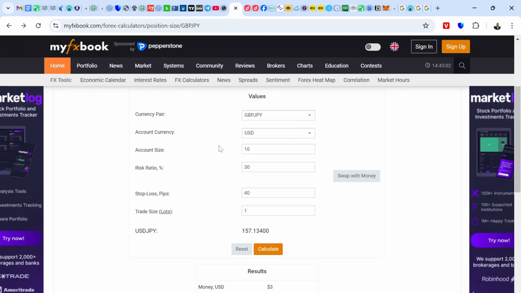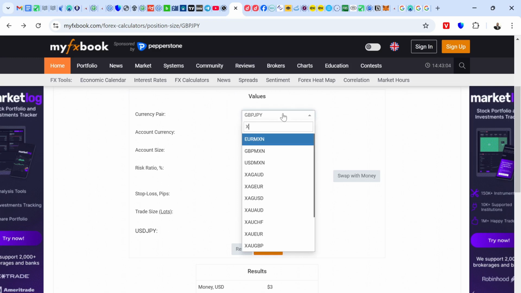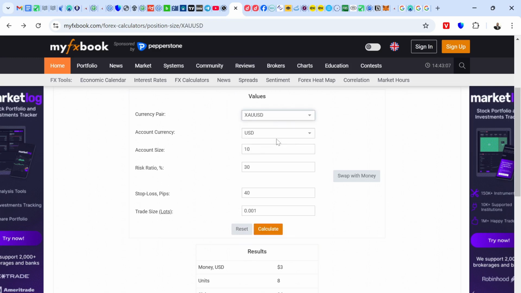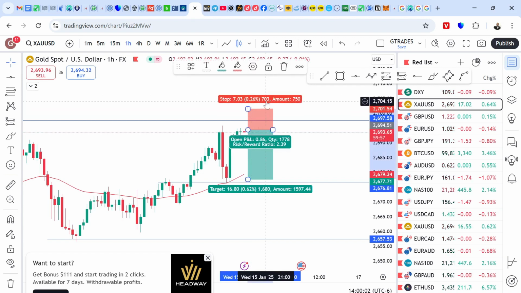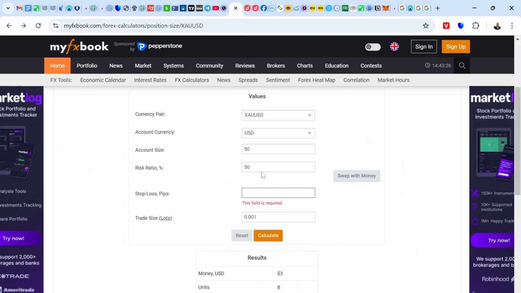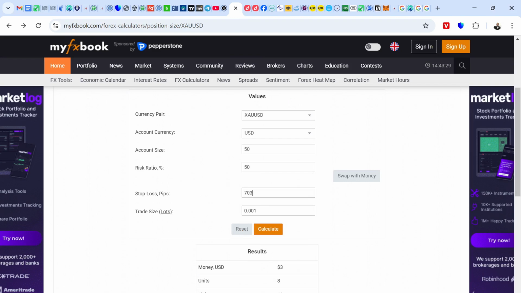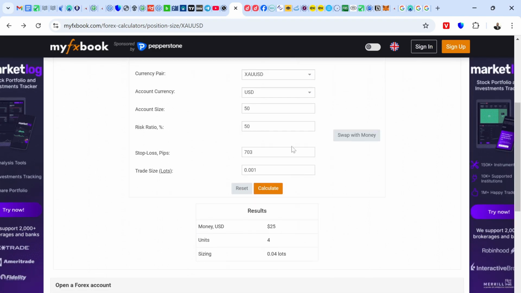So what I will do, I will come in here and select my currency pair. I will just come for XAUUSD, which is the gold, right? And my account size, let's say I have an account size of $50, and I'm willing to risk 50% of it. And I'm going to put the figure here, which is the 703. Then I calculate, boom. Now what it's telling me is that on my account, I'm willing to risk 50%, which is $25. So my lot size should be 0.04.